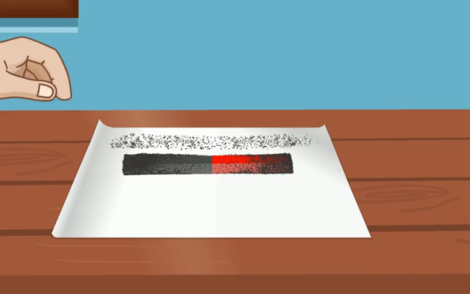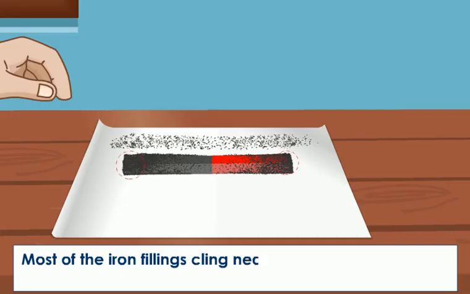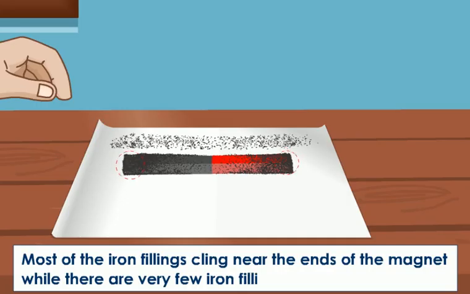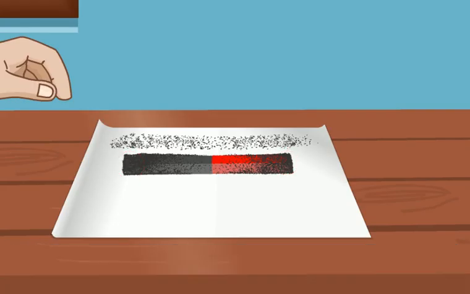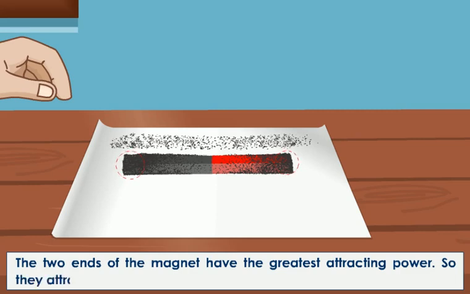What do you observe? You will find that most of the iron filings cling near the ends of the magnet, isn't it? While there are very few iron filings, or if you're using the pins, there are very few pins at the middle. Students, why are more iron filings or pins attached at the ends? It's because the two ends of the magnet have the greatest attracting power. So, they attract more iron filings or pins.